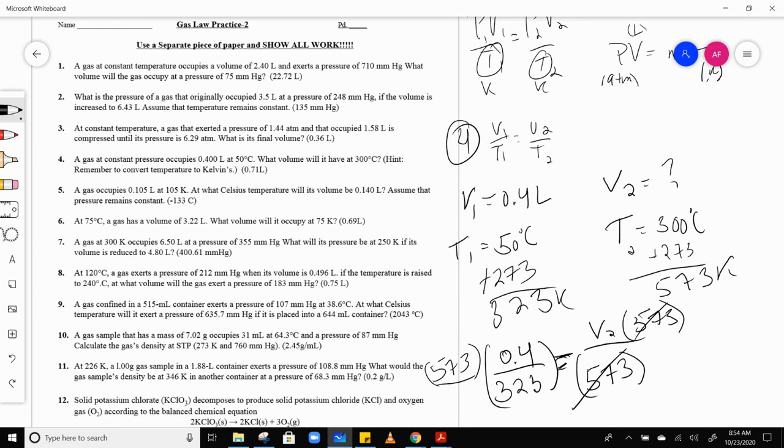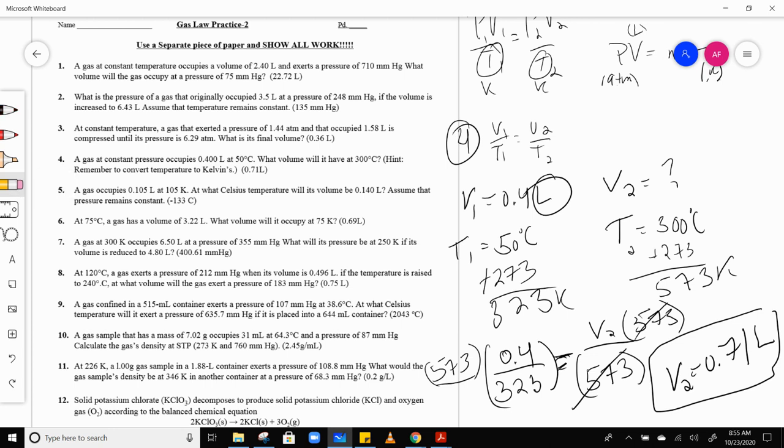So 573 times 0.4 divided by 323. And you get the volume to equal 0.71. And the volume was in liters, so it's liters. Wonderful. I got the same answer. It's always good when I get the same answer that's in the answer key.